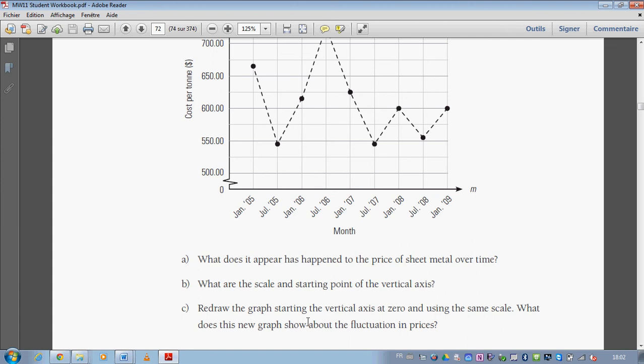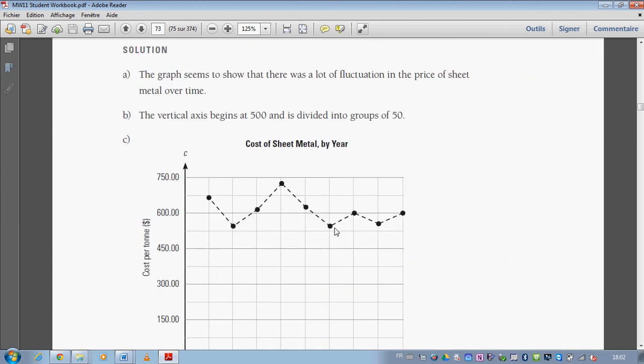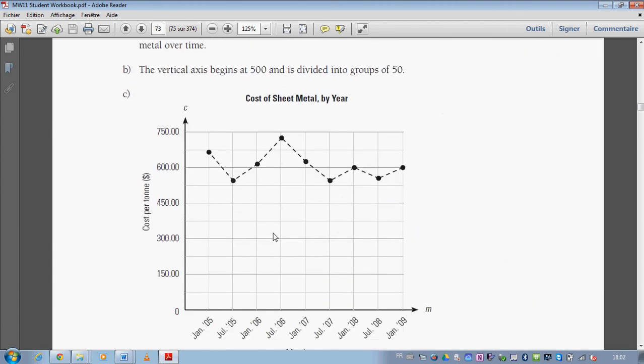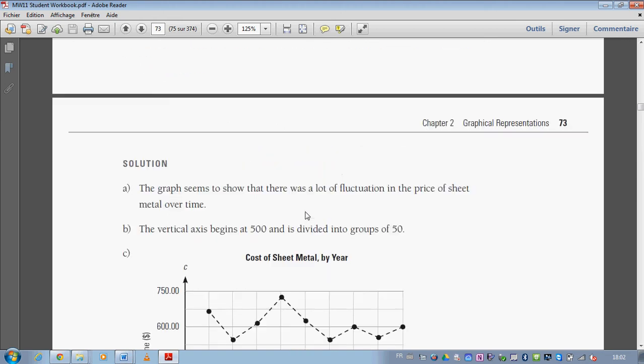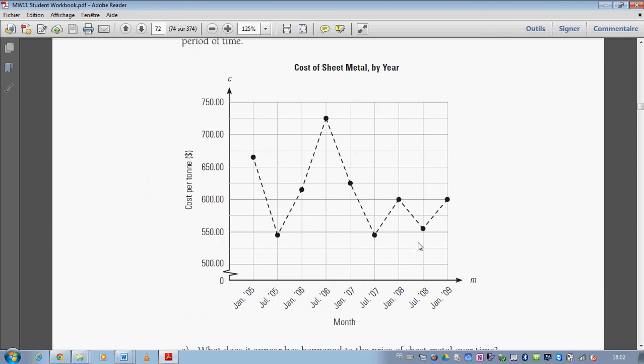What does this new graph show about the fluctuation in prices? Well, here's the new graph, and now, having started at 0 and going up by jumps of 150, 300, looking at this, you're no longer under the impression that those prices were fluctuating as much as they seem to be fluctuating over here.